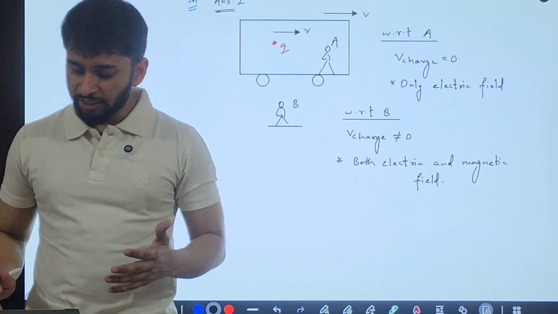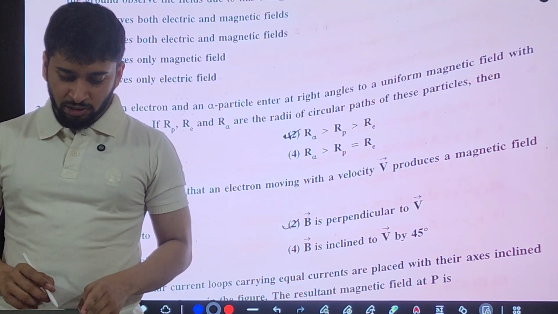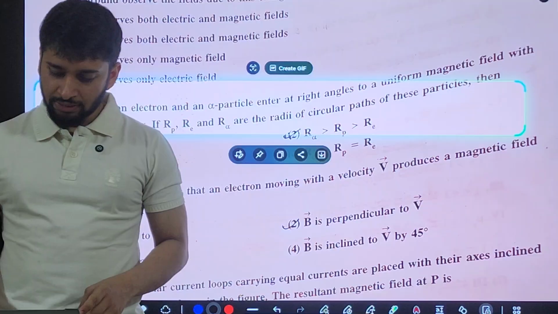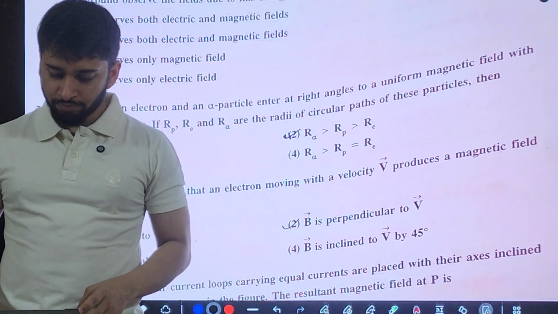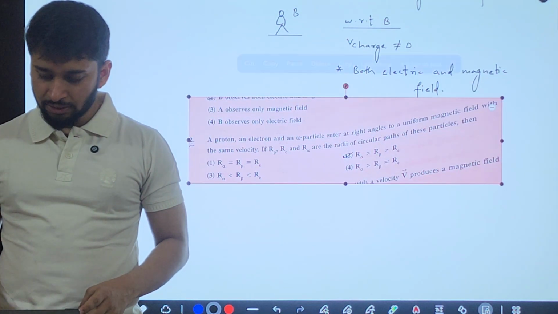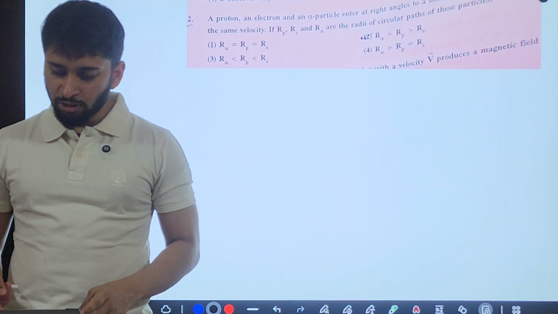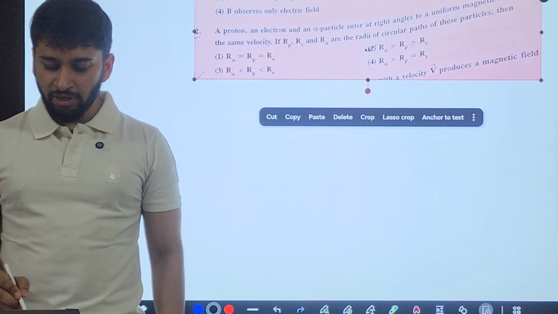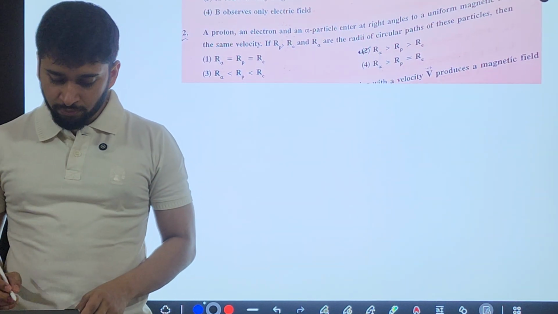Let's go to the next question. We have a lot of questions to solve, so we'll try to do it as quickly as possible. Let me paste the second question here and discuss it as soon as possible. So pay attention to the second question. What does it say? Fine, let us see what it says.